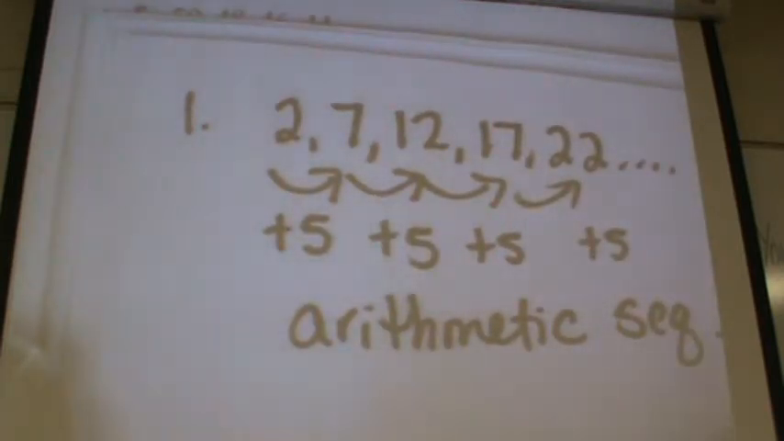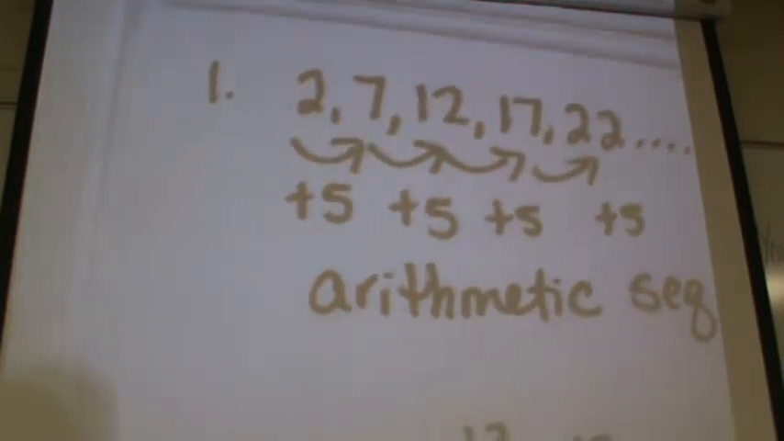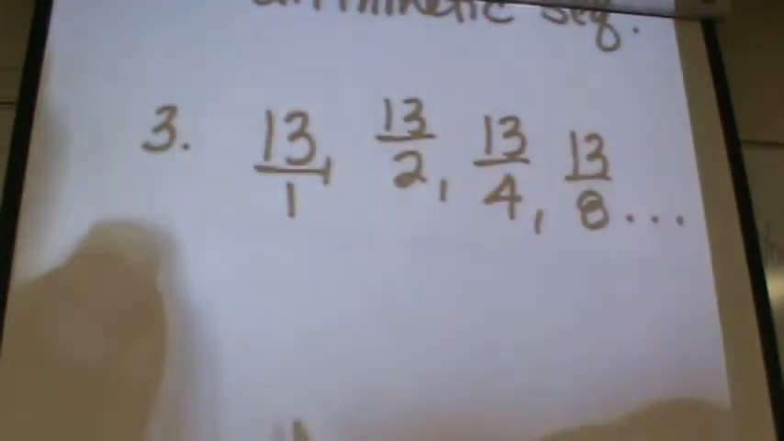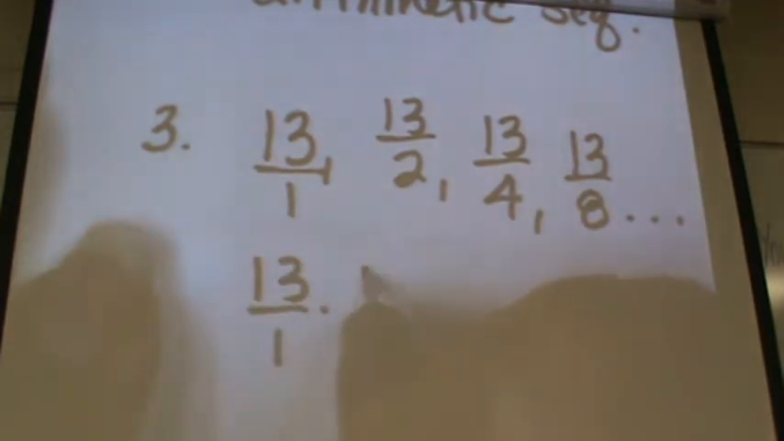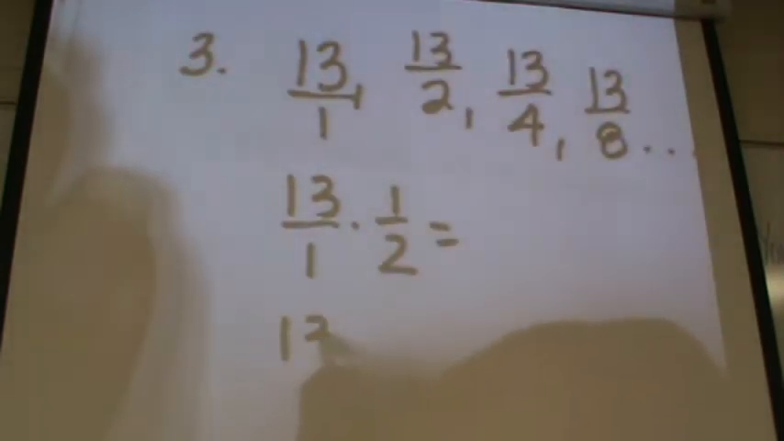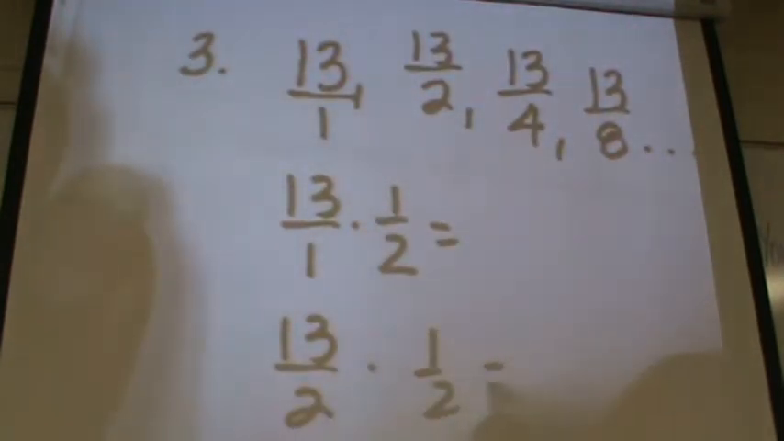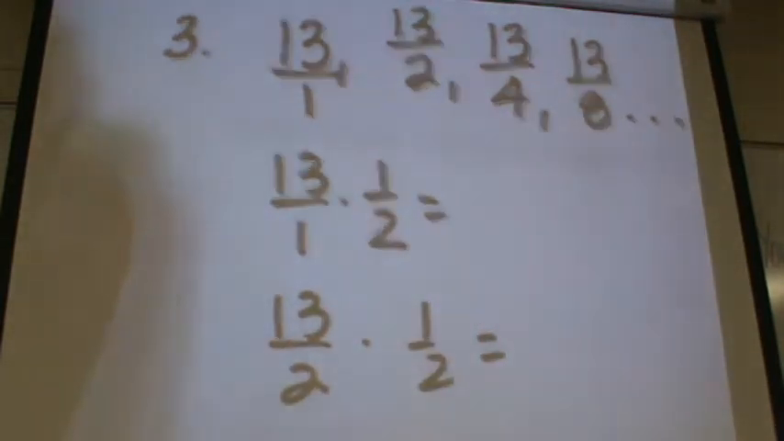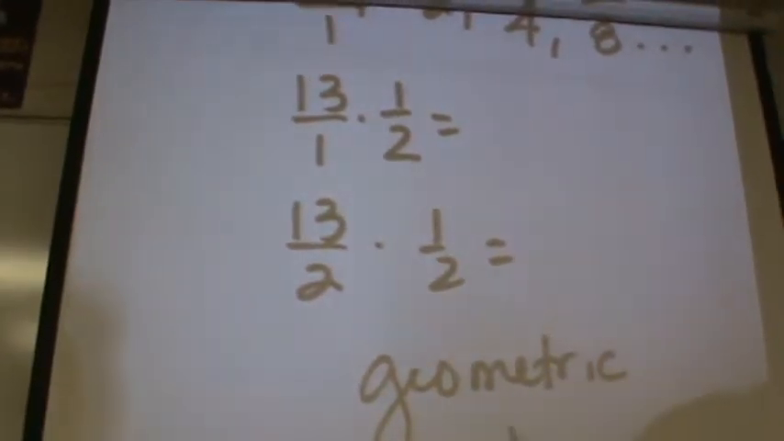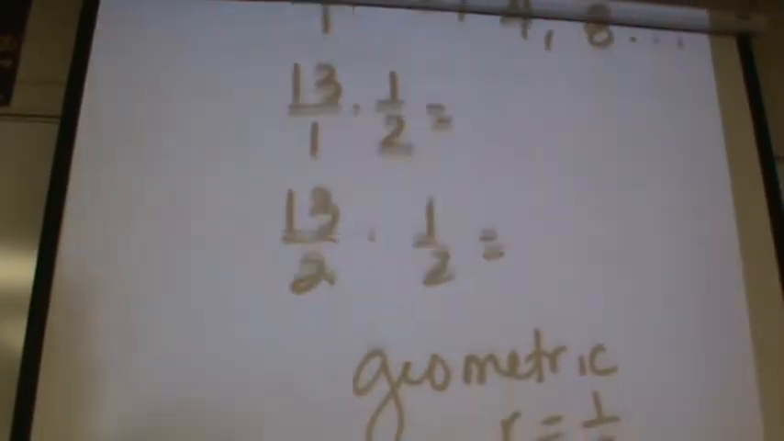13, 13 halves, 13 fourths, and 13 eighths. This one is multiplying by 1/2 because 13 over 1 times 1/2 is 13 halves. And then 13 halves times 1/2 is 13 fourths. And that pattern continues. So since we're multiplying by the same number, this one is geometric. And the common ratio is 1/2.